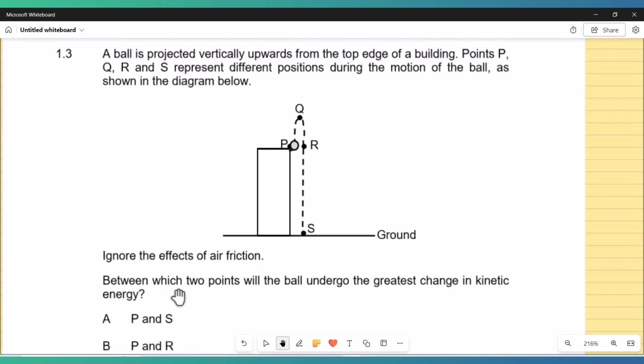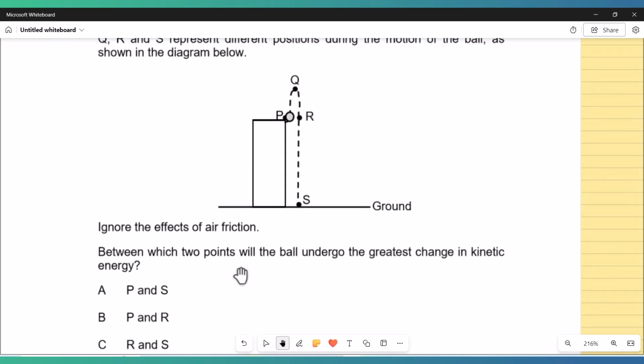Okay, between which 2 points will the ball undergo the greatest change in kinetic energy? I repeat, between which 2 points will the ball undergo the greatest change in kinetic energy? So we're looking for the change of kinetic energy, but it must be the greatest. So we choose 2 points. Is it from P to Q, from Q to R, from R to S, or what?